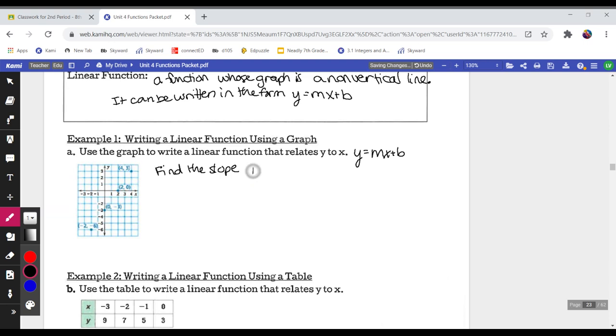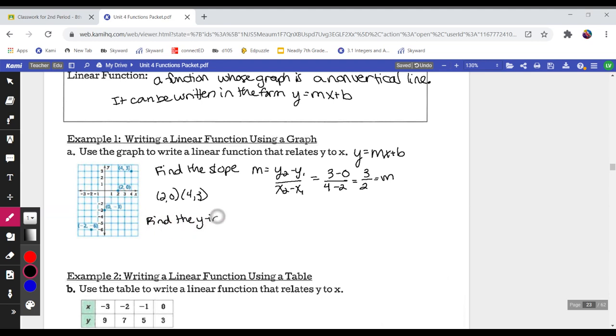So that means I'm going to use my slope formula, where m equals y2 minus y1 divided by x2 minus x1. You can pick whatever 2 points that you want. I'm going to pick (2, 0) and (4, 3). So I'm going to take 3 minus 0 divided by 4 minus 2. 3 minus 0 gives me 3, divided by 4 minus 2 is 2. So there's my slope, 3/2.